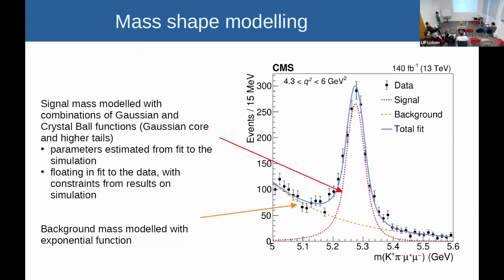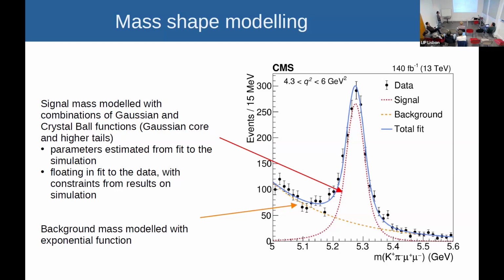Finally, to conclude, as I mentioned, the signal mass model is evaluated on simulation and uses a combination of Gaussian functions and crystal ball functions, which are Gaussians but with higher tails, so allowing also for asymmetric shapes of the signal, as you can notice already from this signal shape here. Basically, we estimate the parameters of these Gaussians and crystal balls on simulations, and then we let them float in the data, but using constraints from these results of the simulation.